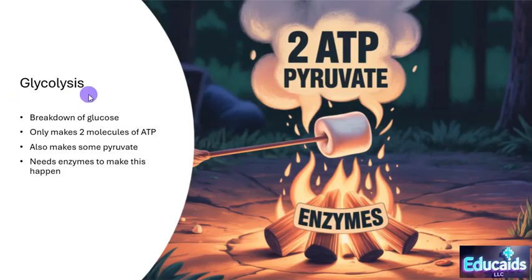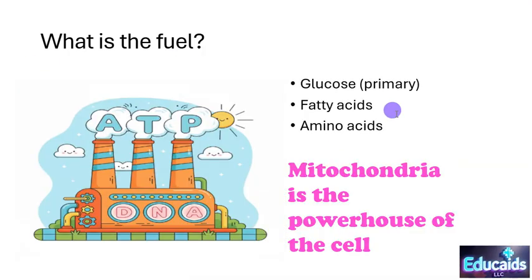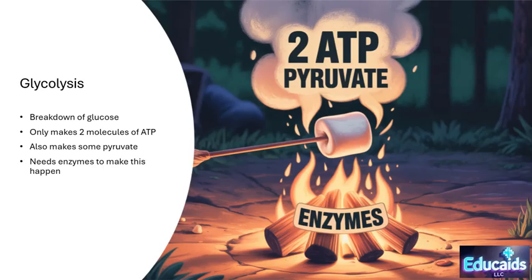So glycolysis. Now that's the breakdown of glucose. Remember, we just said that glucose is the primary fuel. So glycolysis is the breakdown of glucose. It only makes 2 ATP molecules. It also makes some pyruvate, and it needs enzymes to make this happen. So think of this graphic that I've made you guys. So here we have our glucose. It's a lovely little marshmallow. We've got our enzymes down here that are cooking something. And as the result, we get 2 ATP and some pyruvate.